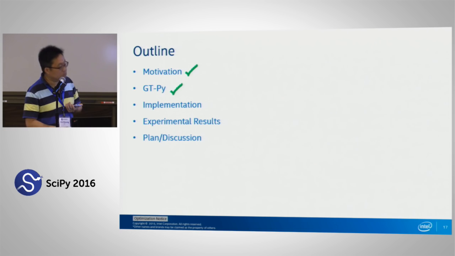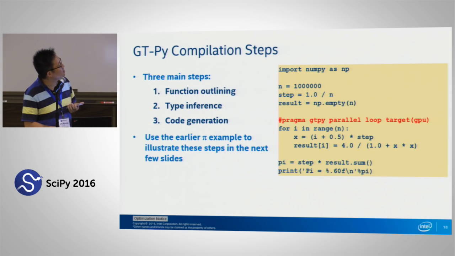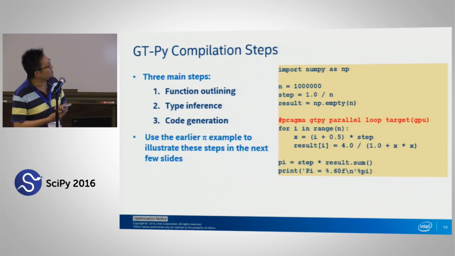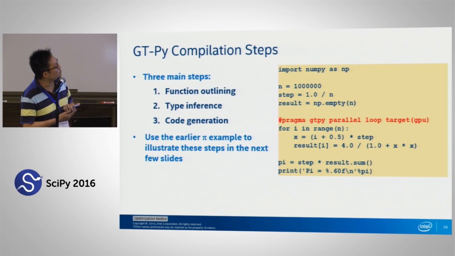So far, I talked about the motivation and the usage model, what GDPI is. Then I will spend some time on the implementation. Basically, the compilation has three main steps. The first one is function outlining. The second one is type inference. And the third one is code generation. And I will use the earlier pi example to illustrate these steps in the next few slides.